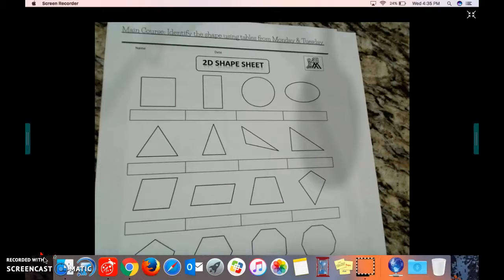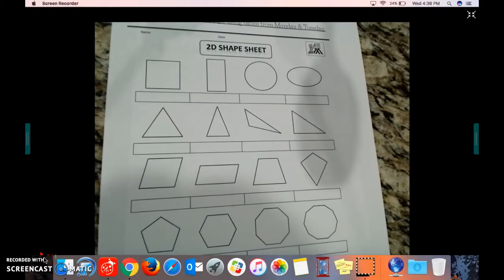Today you're going to use what you already learned from Monday and Tuesday from the tables where you identified and wrote down the descriptions for the quadrilaterals and the descriptions for the triangles. So you may refer back to those sheets to help you identify the objects. A couple things I want to point out, because there are a couple shapes that aren't on your tables, so we're going to do those together.